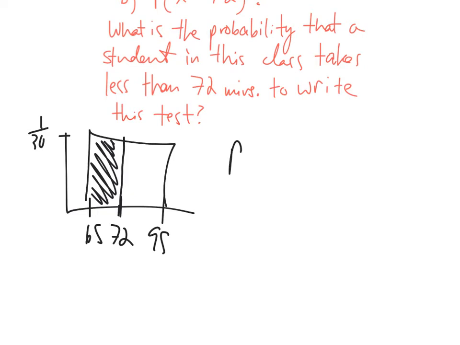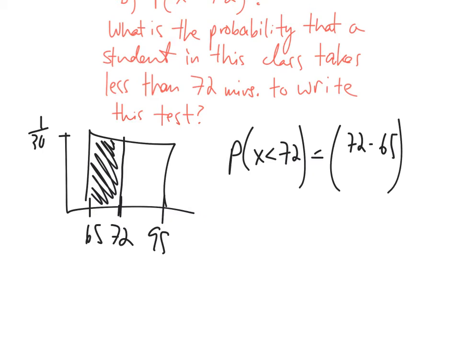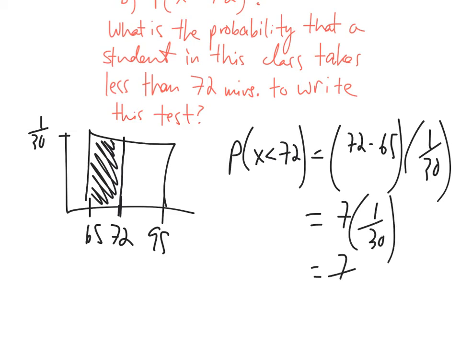So the probability that the test time will be less than 72 minutes equals the base of 72 minus 65 multiplied by the uniform probability of 1 over 30. So that becomes 7 times 1 out of 30, which becomes 7 out of 30. So the probability that a student in this class takes less than 72 minutes to write this test is 7 out of 30 for this continuous random variable.